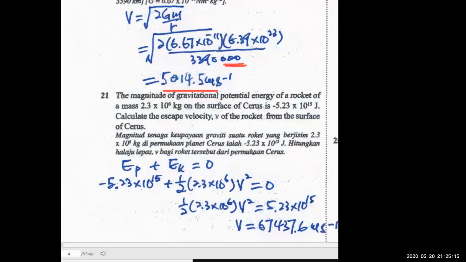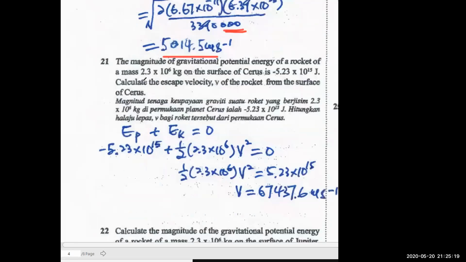Okay, question 21. This question, you have to listen to me, I explain to you. The magnitude of gravitational potential energy of a rocket with this mass on the surface of Mars is negative. The gravitational potential energy is negative because it goes against the gravitational pull. When the rocket flies away to the outer space, the gravitational force pulls you down, in the opposite direction. The potential energy goes in the opposite direction to the kinetic energy. So that's why you put it negative: one negative, one positive.